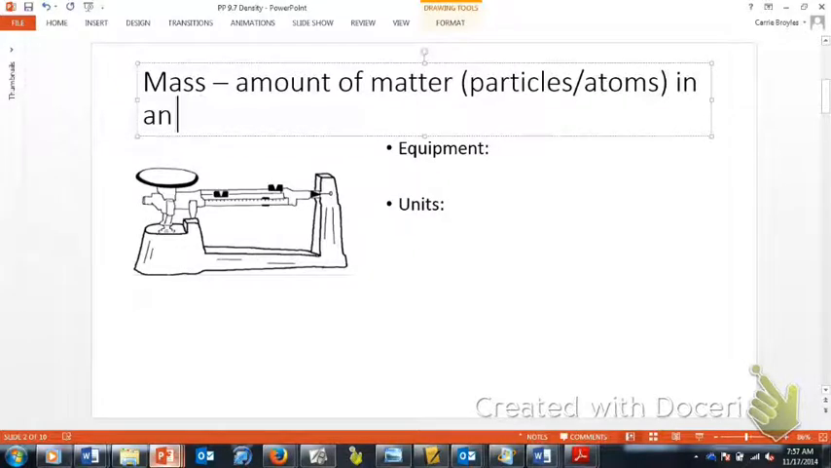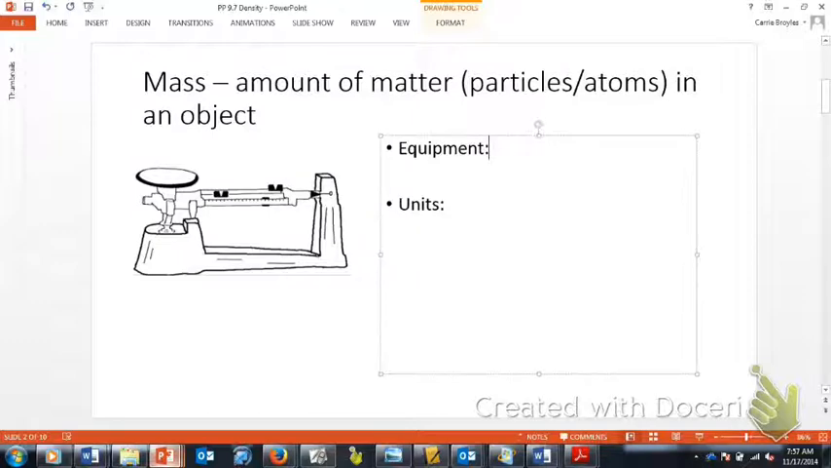But the amount of matter, meaning particles or atoms, in an object. When we measure mass in the classroom, as you can see in this picture, we are typically using a sort of balance scale. We usually use the triple beam balance scale. And don't forget, our units that we will be using are grams, and that is a lowercase g when you are using little letters.